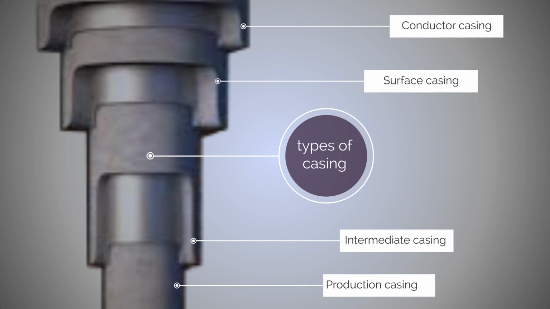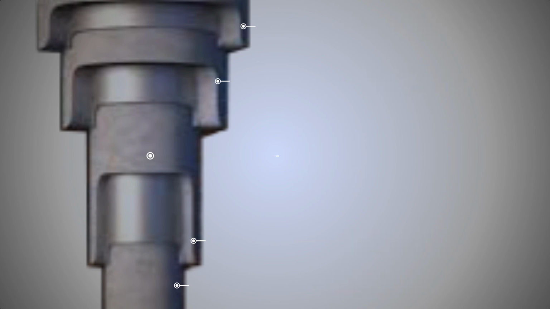Finally, we have production casing or production liners. This casing is set across the reservoir and allows hydrocarbons to be produced safely to the surface. Production casing must withstand long-term exposure to pressure, temperature, and corrosive fluids, making its design especially important.